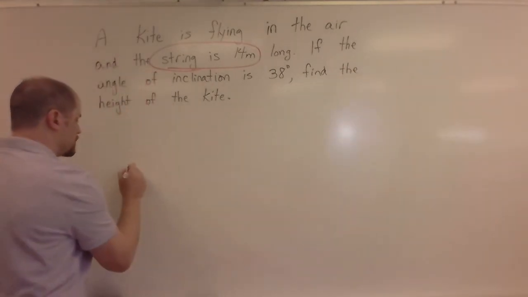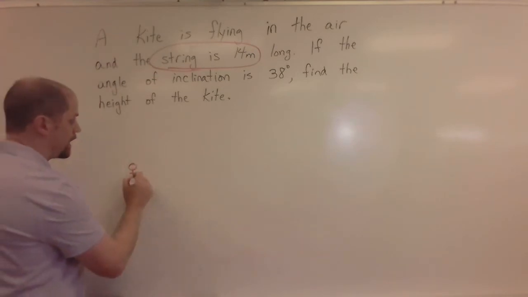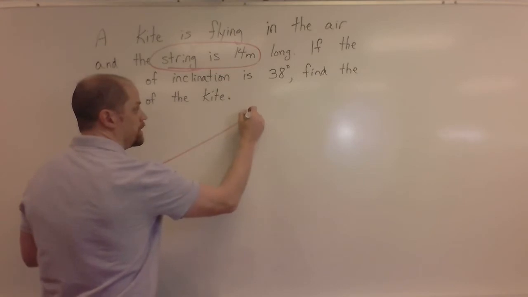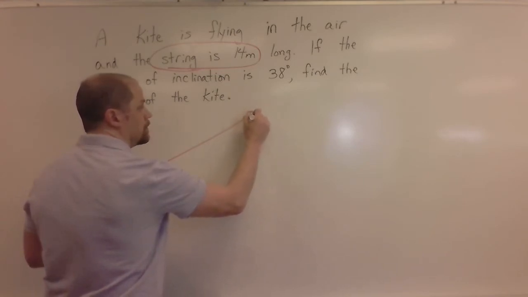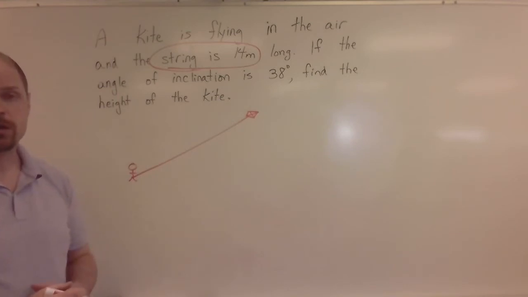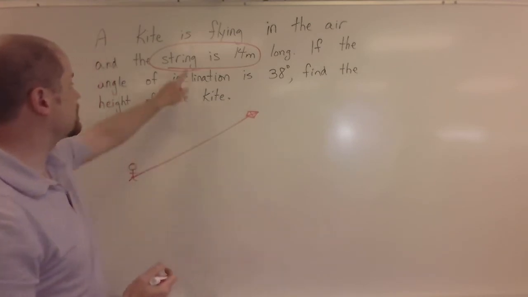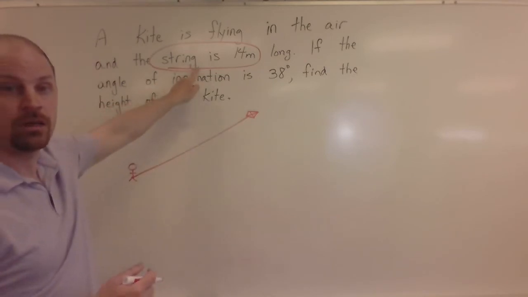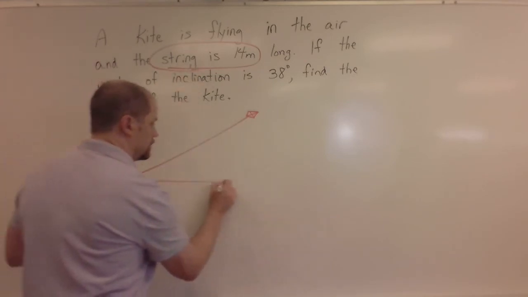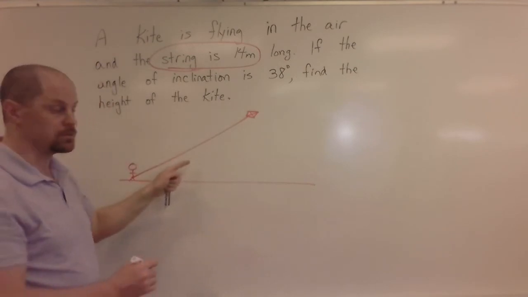So let's start with a person. Draw the best person you can. And the kite is going to be somewhere over here, flying in the air. And the wind is pulling it, so it's going to look off in the distance. Now the key thing here is the string is 14 meters long. So if I draw on the ground, key thing is the string is up in the air. It's a hypotenuse.